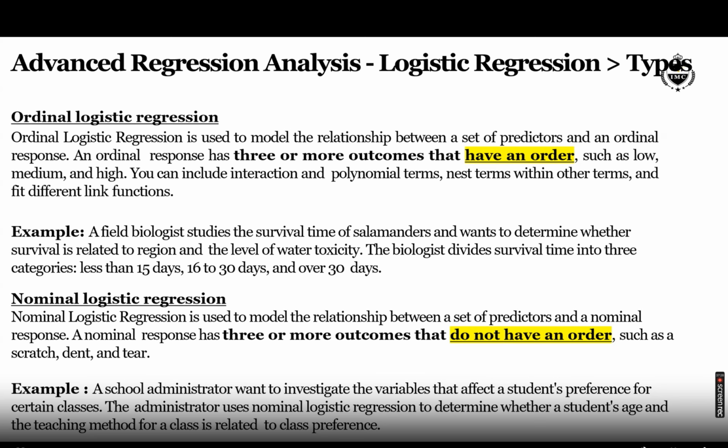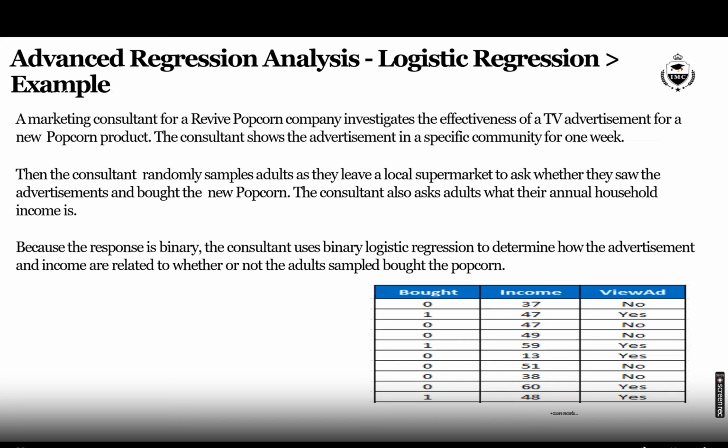Nominal logistic regression is almost similar to ordinal logistic regression, but the only difference is it does not have an order. A school administrator wants to investigate the variables that affect a student's preference for certain classes. It can happen at random. The administrator uses nominal logistic regression to determine whether a student's age and the teaching method for a class is related to class preference. So it can be any class preference. There is no proper order. That's why it is called a nominal logistic regression.